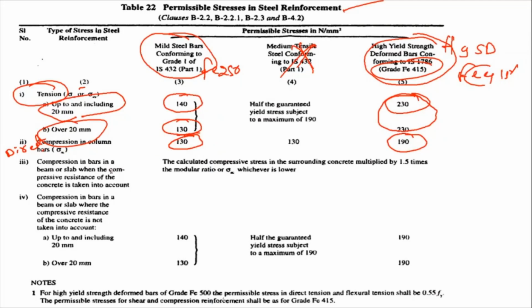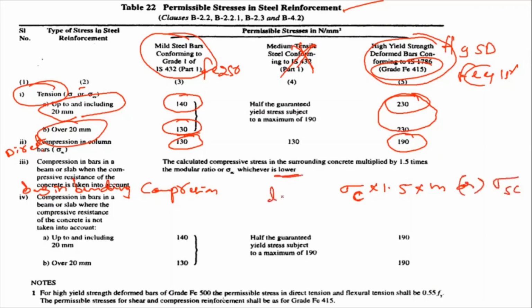Next one is compression in bars in a beam or slab. That means if the bars are in bending compression, then permissible stress is taken as 1.5 times the modular ratio times the calculated compressive stress in the surrounding concrete, or sigma SC, whichever is lower. Let us say the calculated compressive stress in the surrounding concrete is sigma C. So sigma C into 1.5 into m or sigma SC, whichever is lower, we have to take as permissible stress if the steel bars are in bending compression.